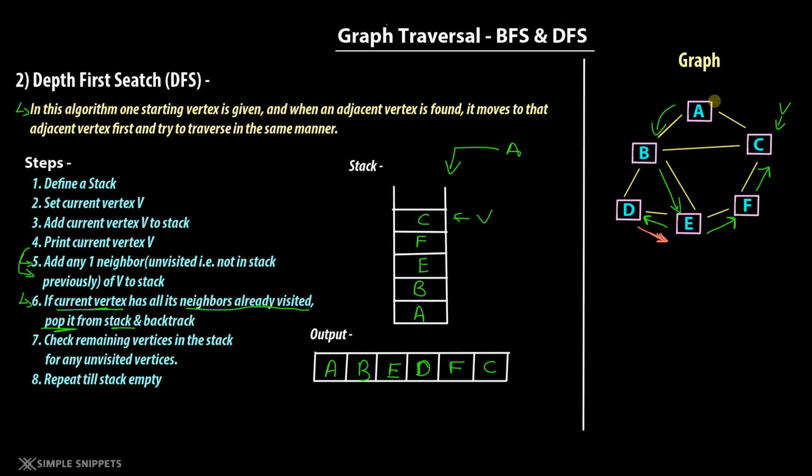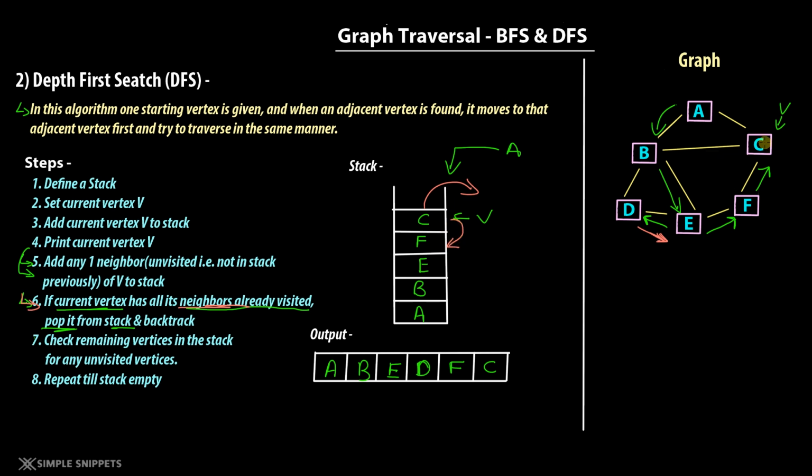So all the neighbors of C are A, F and B. All of them have been visited previously. So now you can't select any node. So again you'll have to backtrack, right? So what you'll do, according to step 6, if the current vertex has all its neighbors already visited, you will pop it from the stack and you'll go back to the node where you came from.